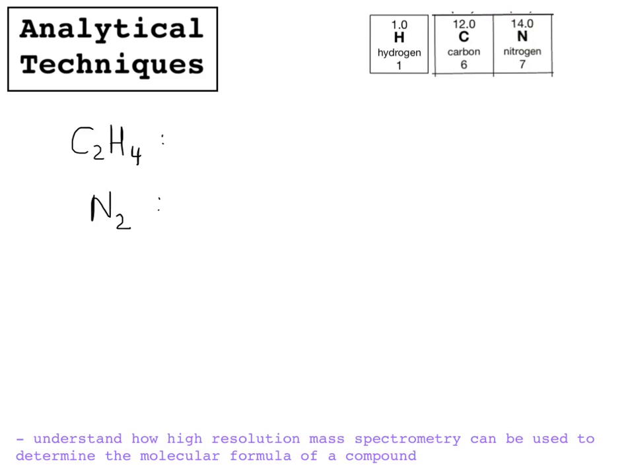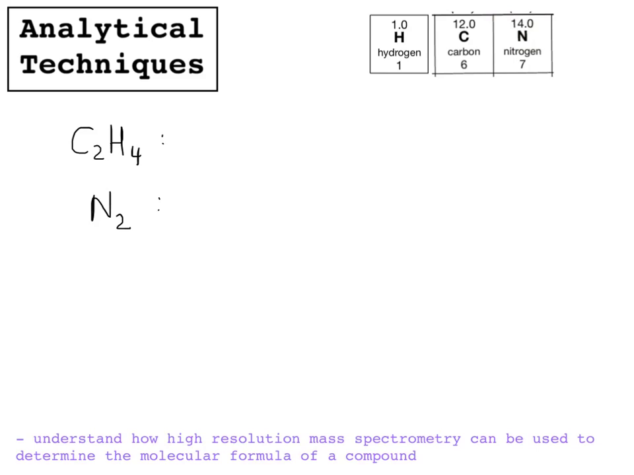So this is where high-resolution mass spectrometry comes in. High-resolution mass spectrometry allows you to use more precise values for the atomic masses. It gives you basically the Mr value to 5 decimal places rather than just to 1. And that should allow us to distinguish between these two gases.